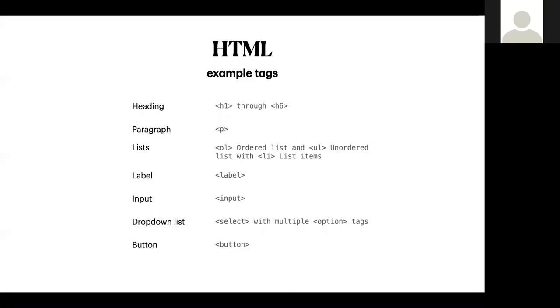Then we have a paragraph tag, which is generally used for text blocks. Then we have lists, which come in two different sorts, ordered list and unordered list. The main difference is that by default, the ordered list shows you the number, so 1, 2, 3, 4 for all the items, and the unordered list just shows the bullets, so the dots.